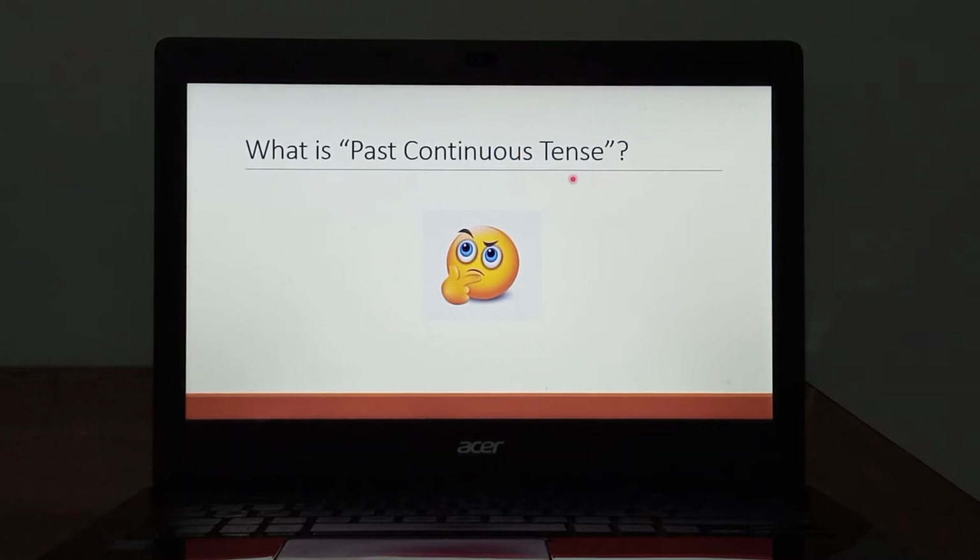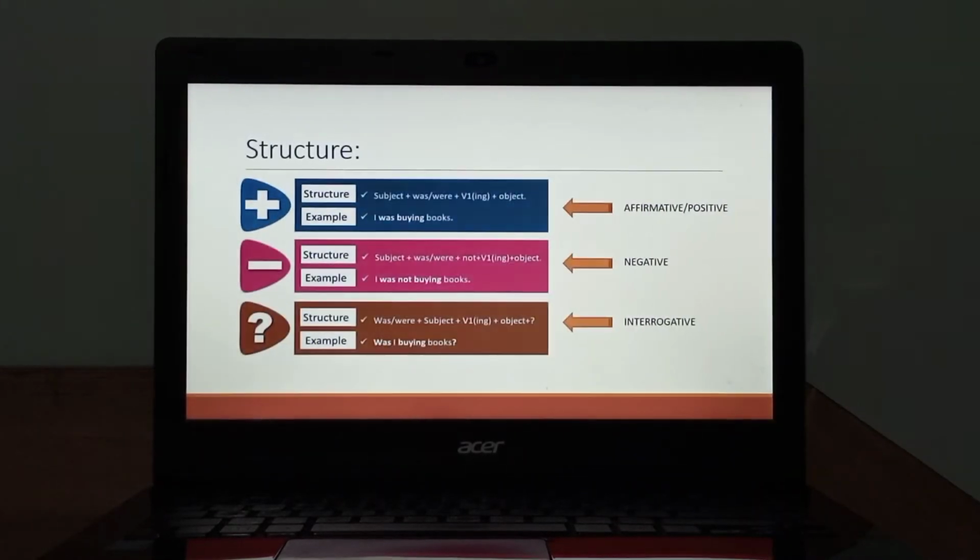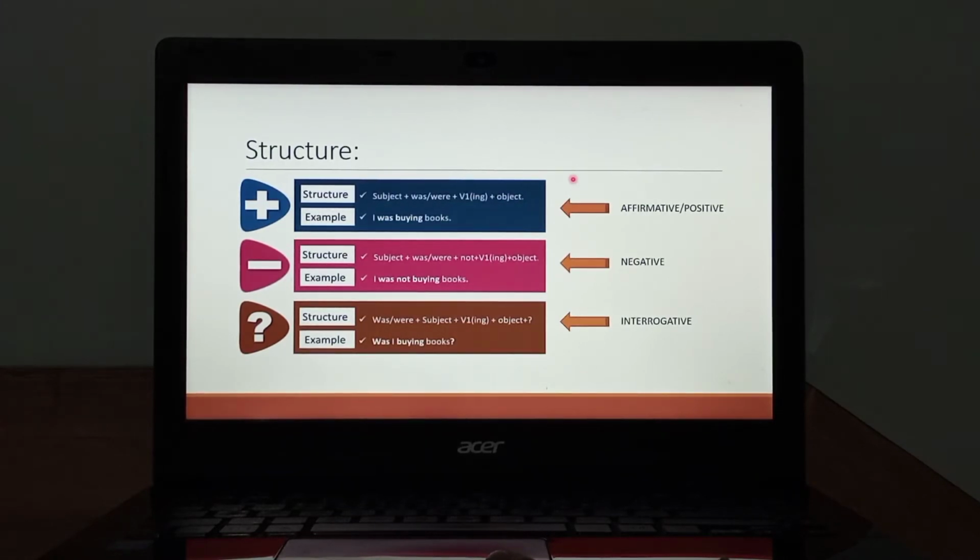I was taking tea. Baby was crying for milk. They were going to picnic. Beta, did you mark? These sentences show the action was going on in the past. How do we form past continuous tense? Let's come towards the structure of past continuous tense.